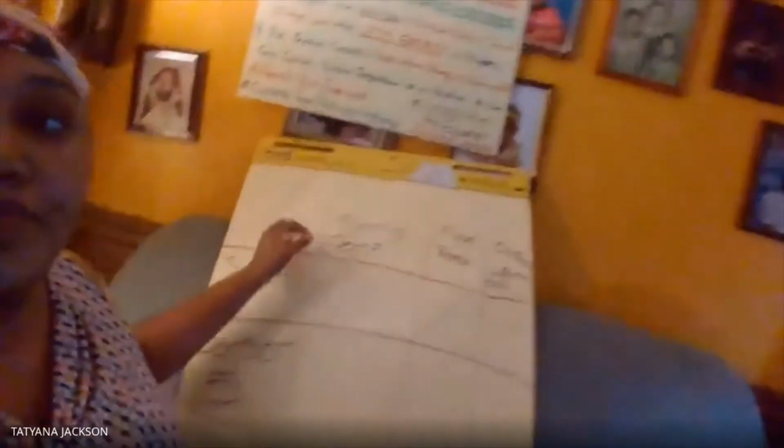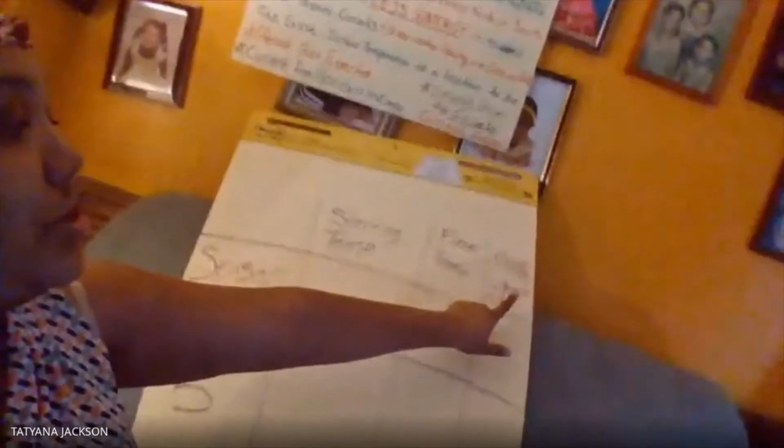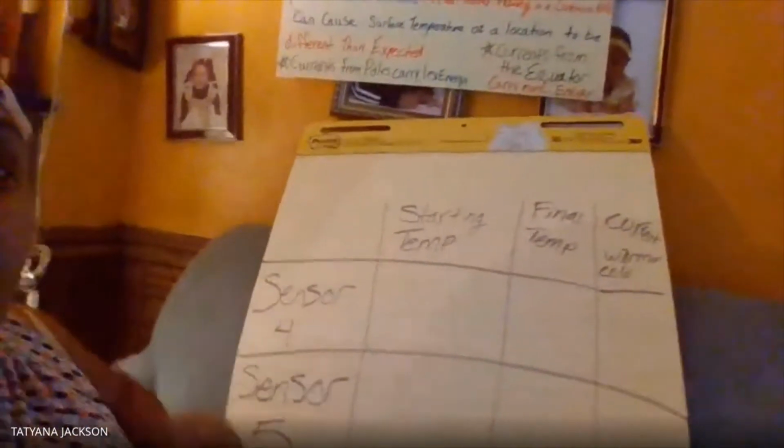Okay, so Ms. Jackson made a very, very large chart. And so you can see, or let me know if you can't. I put starting temperature, final temperature, my current, sensor 4, and sensor 5. And we're going to be recording data for that. You can also see it if you're on Amplify right now. You can also see it if you go to number 3. I'm going to project my screen so you can see what that looked like.